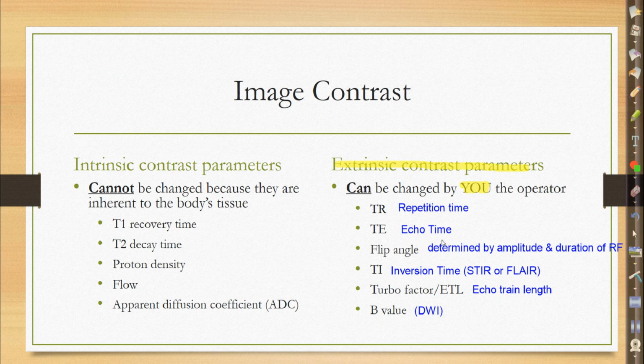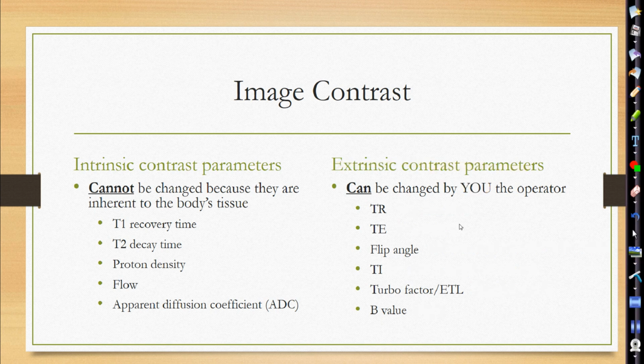All right, so that we'll talk about next time and in the following units. But over here, we're really going to be talking about this today. Intrinsic contrast parameters. So these are things that cannot be changed, and they are inherent to the body's tissue. So the T1 recovery time of all the different tissues, fat, water, muscle, all those things recover at different times. The T2 decay times of all those tissues, they all decay at different times.